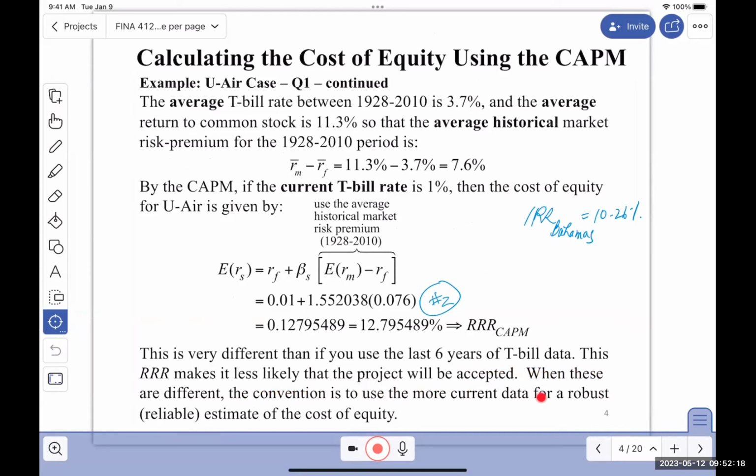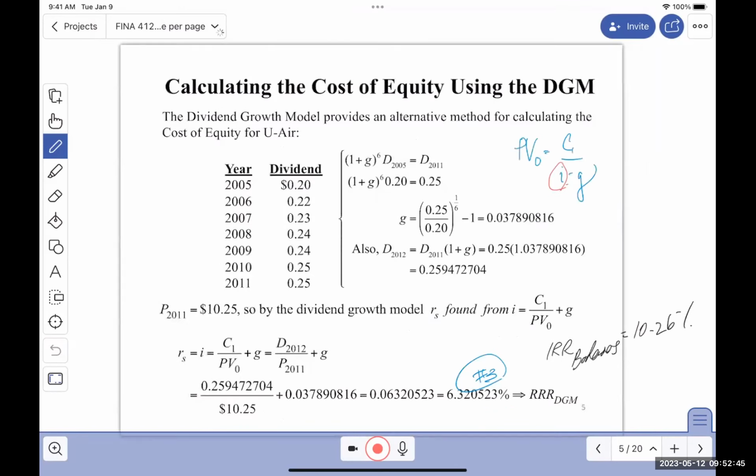When these are different, the convention is to use the more current data. So use something more current. I just use the last 6 years rather than going into history, because things have changed. The last 6 years do not mimic history. So I will rather use the more current data to get a more current estimate, with the bizarre fluctuations and volatility. All right, so think about that, 1, 2, and 3.